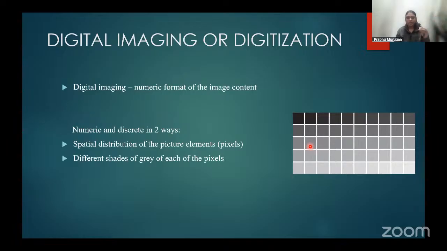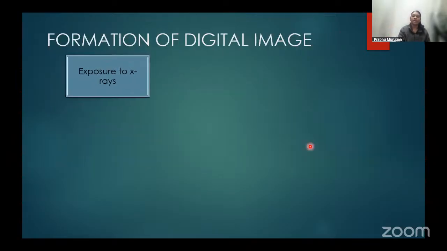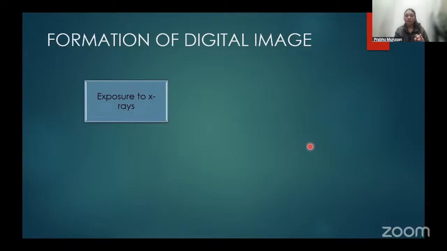Some amount of X-rays, white or a slight gray. This is how the sensor is going to be digitized, with different shades of gray assigned to each of these pixels to give you the final radiographic image. I'll show you a flow chart. It will be easy for you to understand. So the first step is exposure to the X-rays. X-ray exposure is the first step.